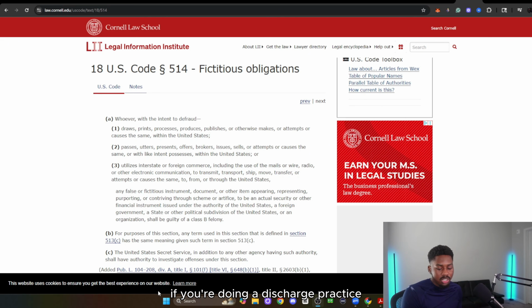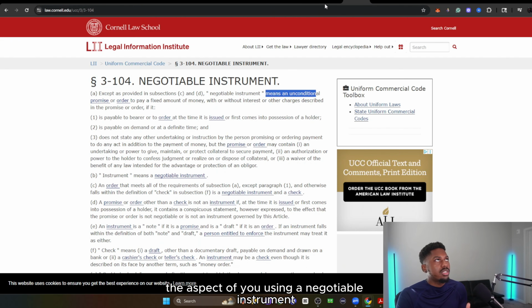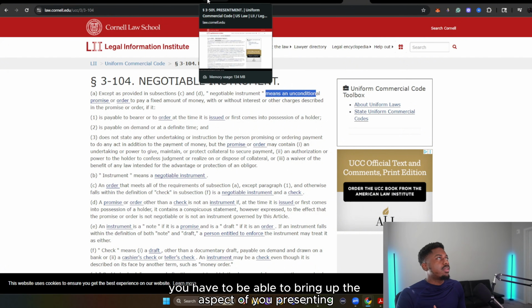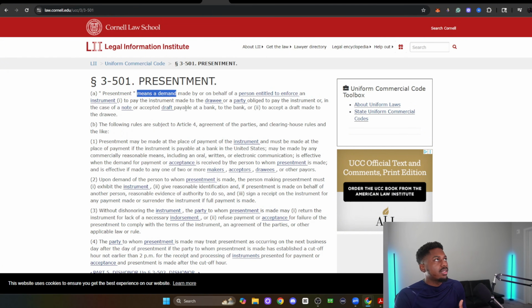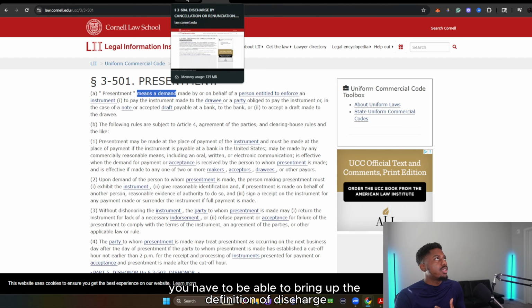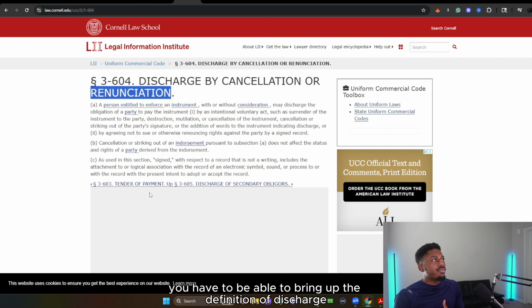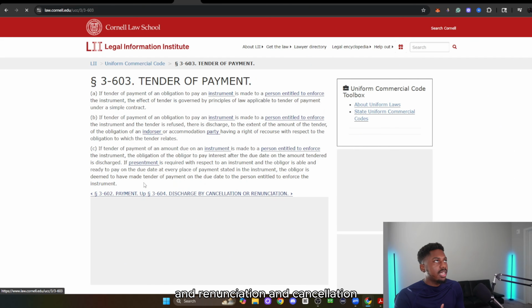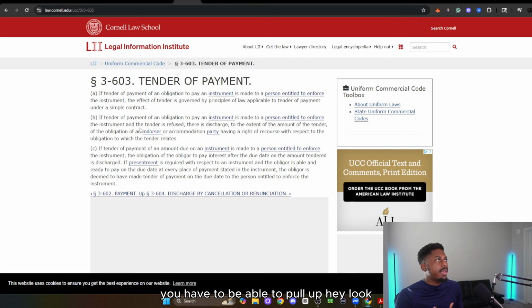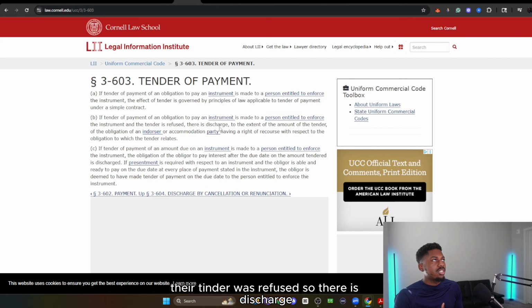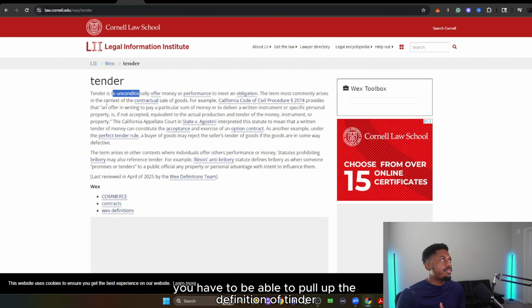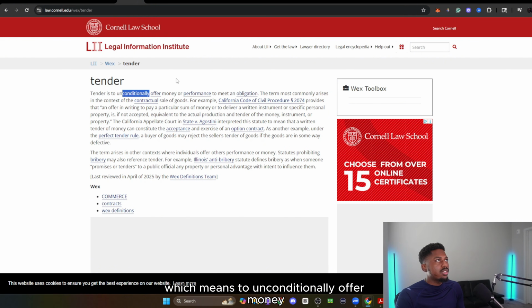If you're doing a discharge practice, then you've got to be able to bring up the aspect of you using a negotiable instrument. You have to be able to bring up the aspect of you presenting and asking them for their disclosures, right? You have to be able to bring up the definition of discharge and renunciation and cancellation. You have to be able to pull up, hey, look, their tender was refused, so there is discharge. You have to be able to pull up the definition of tender, which means to unconditionally offer money or performance to meet an obligation. All you're doing is attempting to perform.